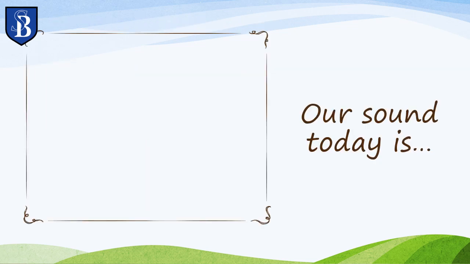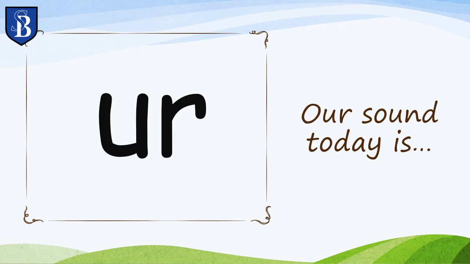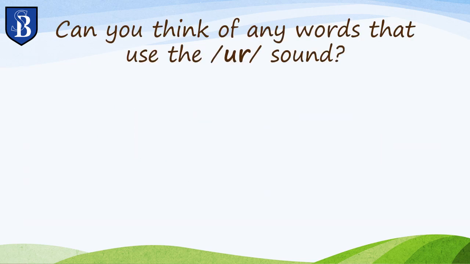Brilliant. Today we're going to be thinking about a new sound. It's a digraph, so it's going to have how many letters? That's right, 2. It has a U and an R to make the digraph. Can you think of any words that use the sound? If you can, shout them out now or talk about them to your adult at home. You might want to pause this video if you've got lots of words to talk about.